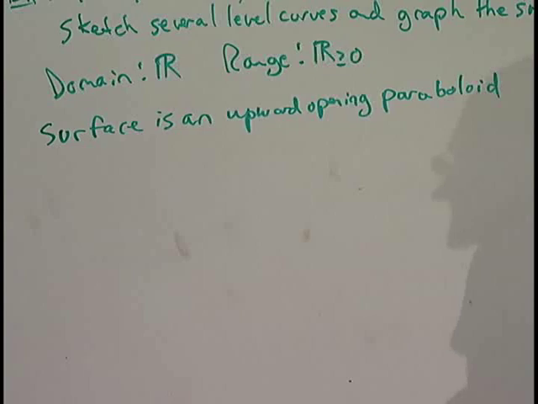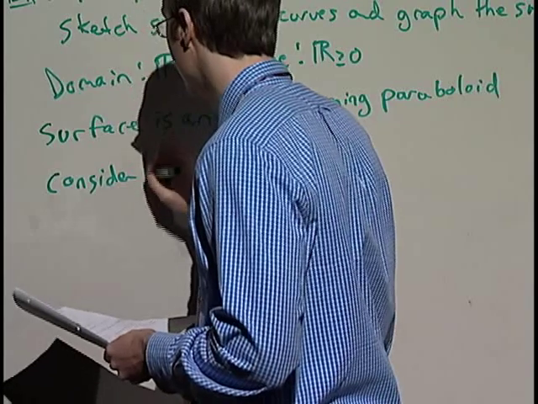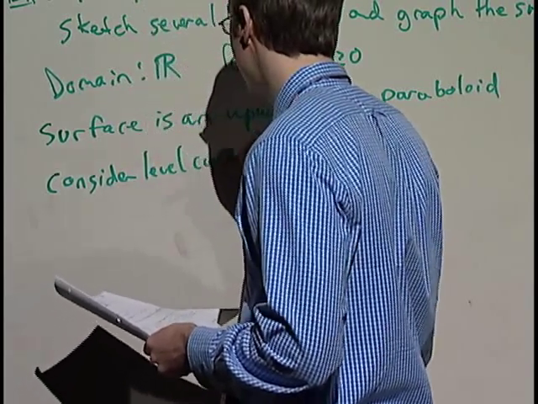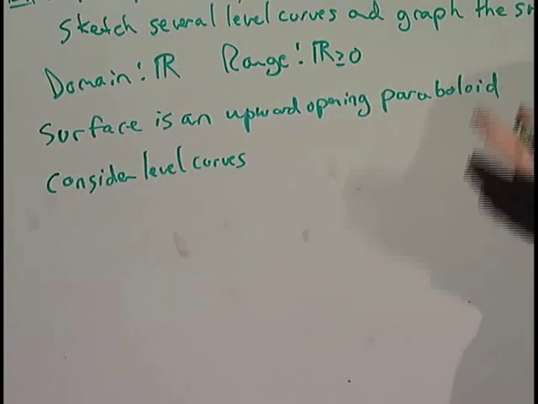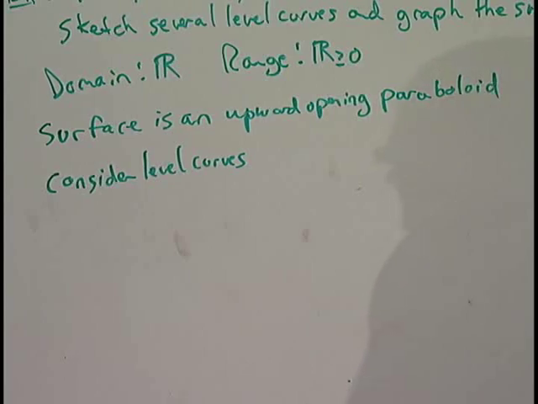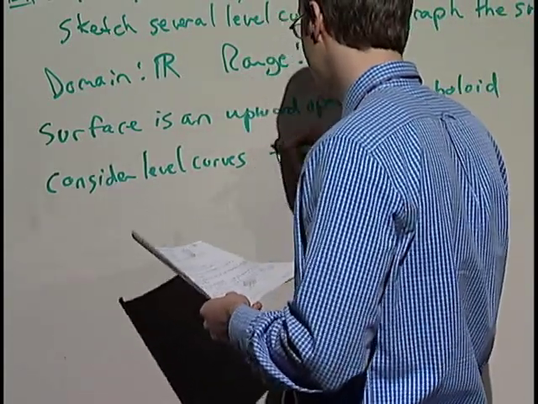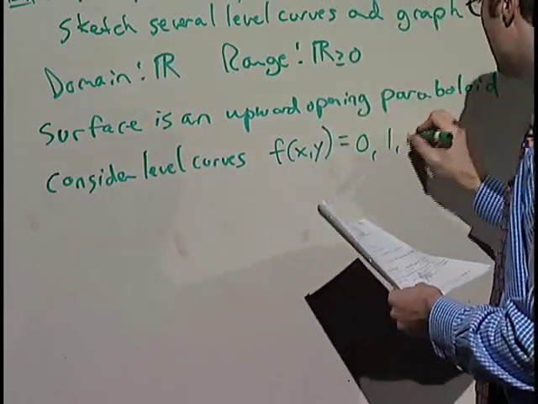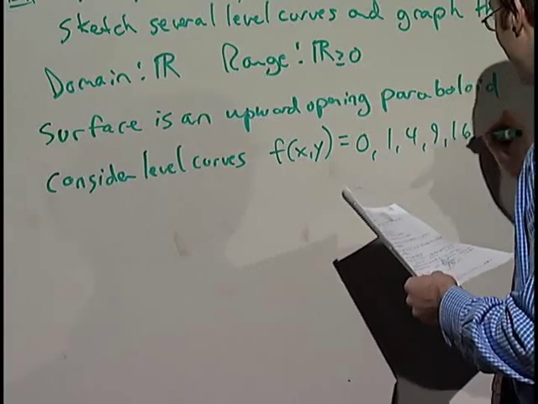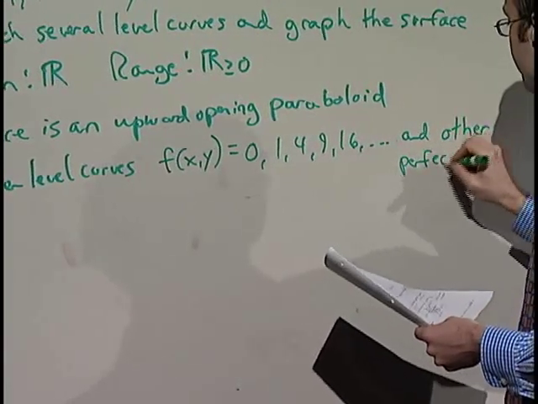All right, well, let's examine what the level curves look like. Remember, level curves are where the function's value is constant. We could pick any constant we want, but we'd like to choose constants that give us nice level curves in the xy plane, not nasty ones. Here, any value we choose will not be horrible, but I'm going to pick level curves 0, 1, 4, 9, 16, and other perfect squares.